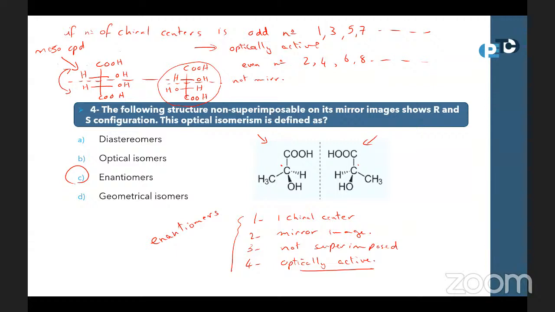For diastereomers, the first character is at least 2 chiral centers. If we have a compound containing 2 chiral centers, then we can ask whether it is diastereomers or enantiomers, but with only 1 chiral center, it is an enantiomer, not a diastereomer. For enantiomers, it should contain at least 1 chiral center, while for diastereomers, it should contain at least 2 chiral centers.